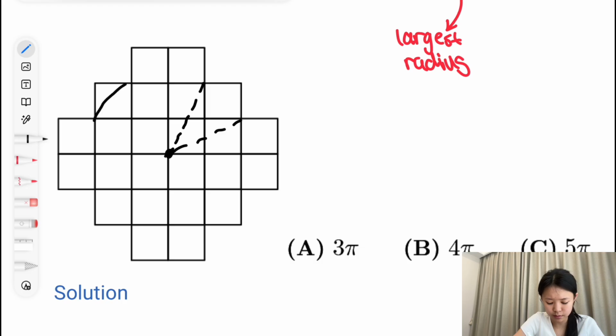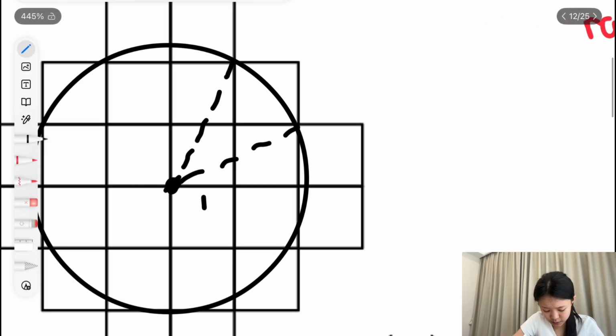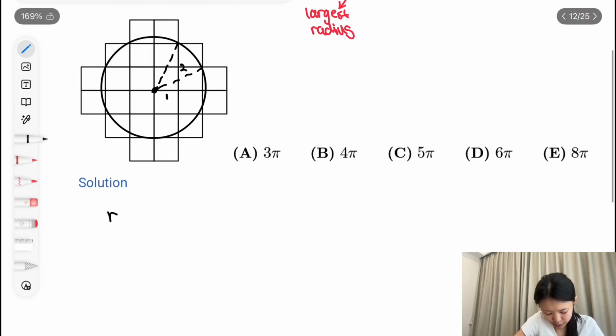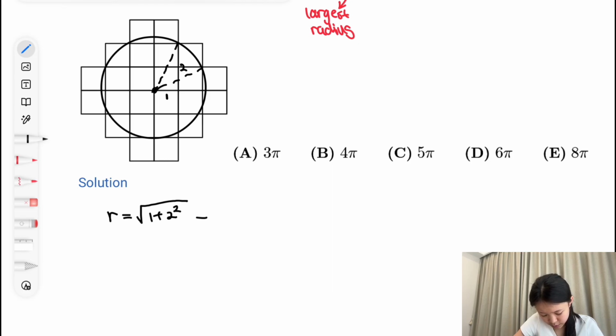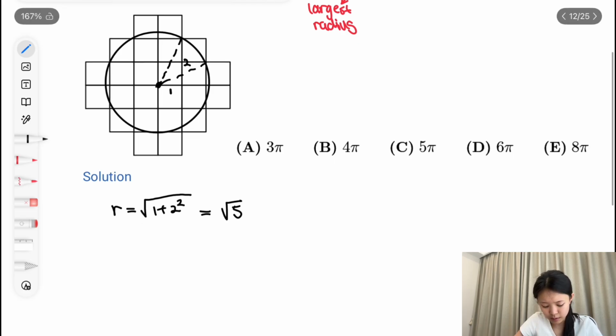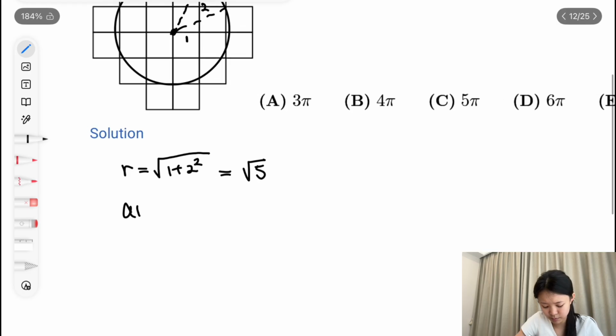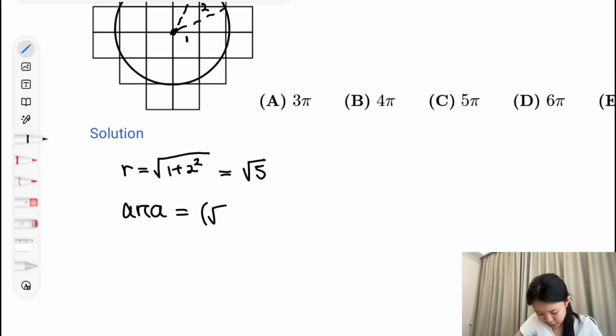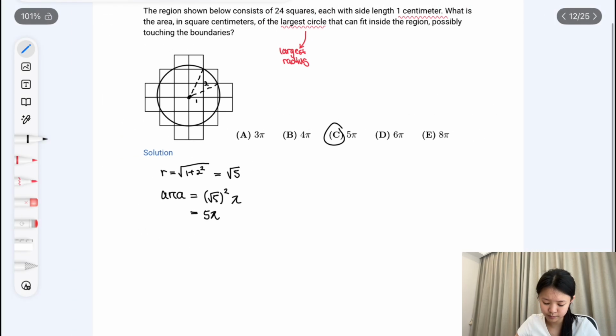So we can draw that out now. The circle would touch all of these sides. To find the radius, all we have to do is see this is side length 1 and this is 2. So therefore, our radius equals the square root of 1 squared plus 2 squared, which equals square root of 5. And the area of a circle is square root of 5 squared times pi, which equals 5 pi. So the answer is C, which is 5 pi.